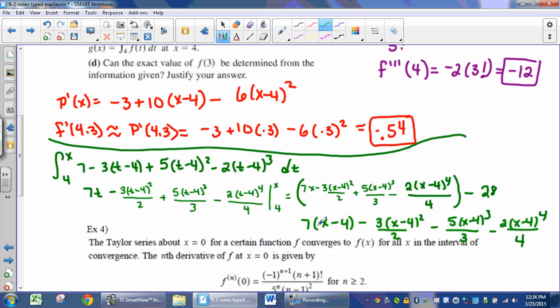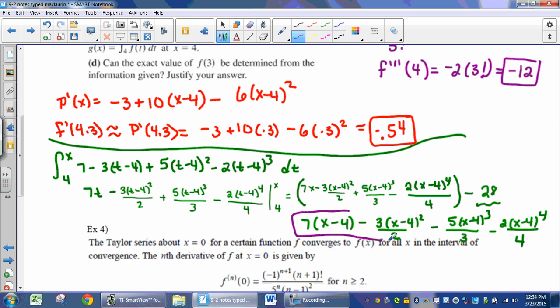Whoa, whoa, Mrs. Bibber, this said x. Where did you get x minus 4? From here. This is 7x minus 28. Isn't this 7x minus 28? Yes, it is. You're right, it is.